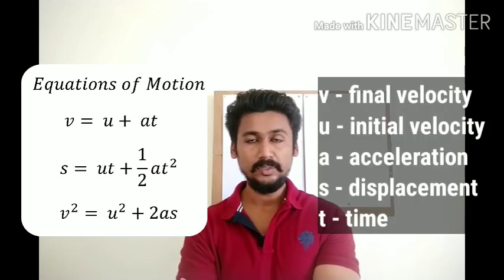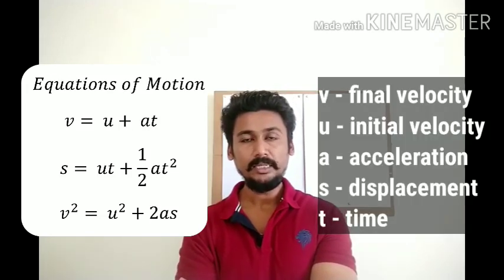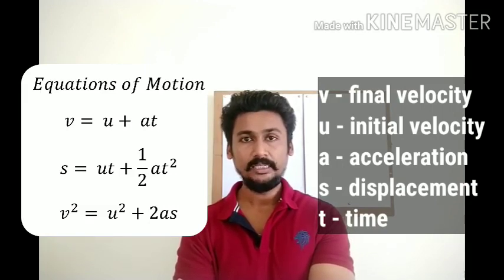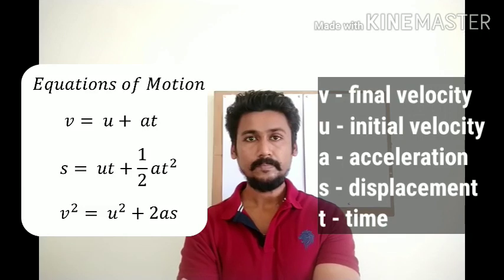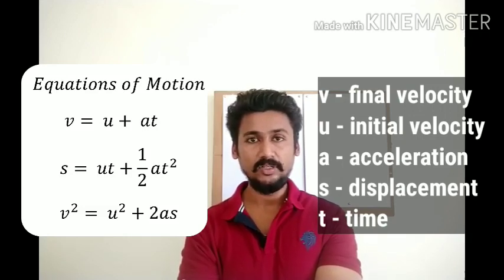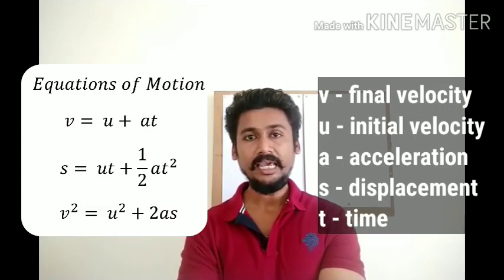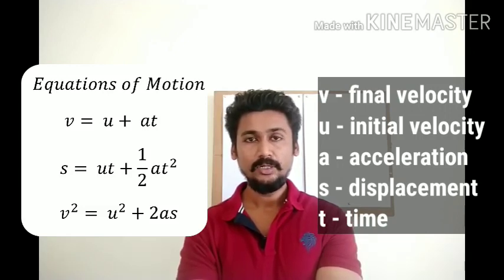Now what is the meaning of all these symbols? Let us start one by one. V stands for the final velocity. U stands for initial velocity, the starting velocity. Then A, as you have guessed, stands for acceleration, the constant acceleration. Then S stands for the displacement, and T stands for time. So these are the 3 equations of motion and the meaning of the symbols. Make sure that you have read and memorized the equations and you also know the symbols.